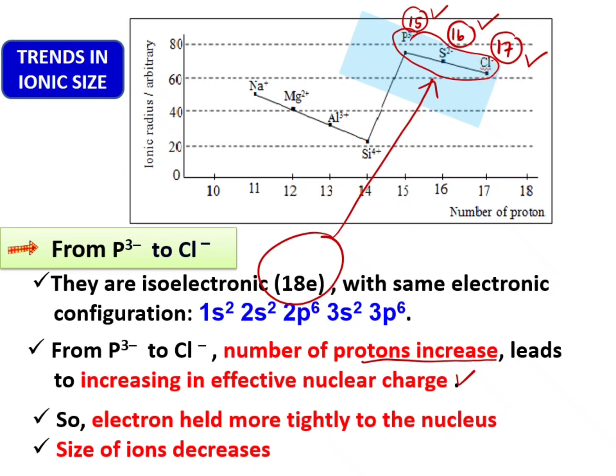So guys, untuk trend in ionic size for period 3 ni, you kena divide your explanation into 3 parts: the cation part, the great jump part and the anion part.